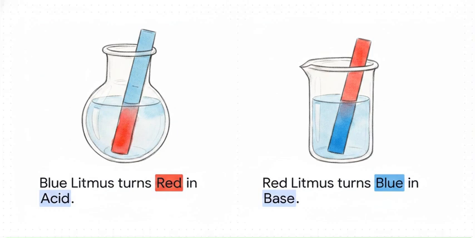And here is exactly how this visual test works in practice. It is beautifully simple. If you're dealing with an acid, you grab the blue litmus paper, and boom, it'll turn red. If you have a base, you use the red litmus paper, and it turns blue. That immediate color flip is your definitive answer. Acid equals red, base equals blue. It's incredibly fast, totally safe, and frankly, just brilliantly effective.